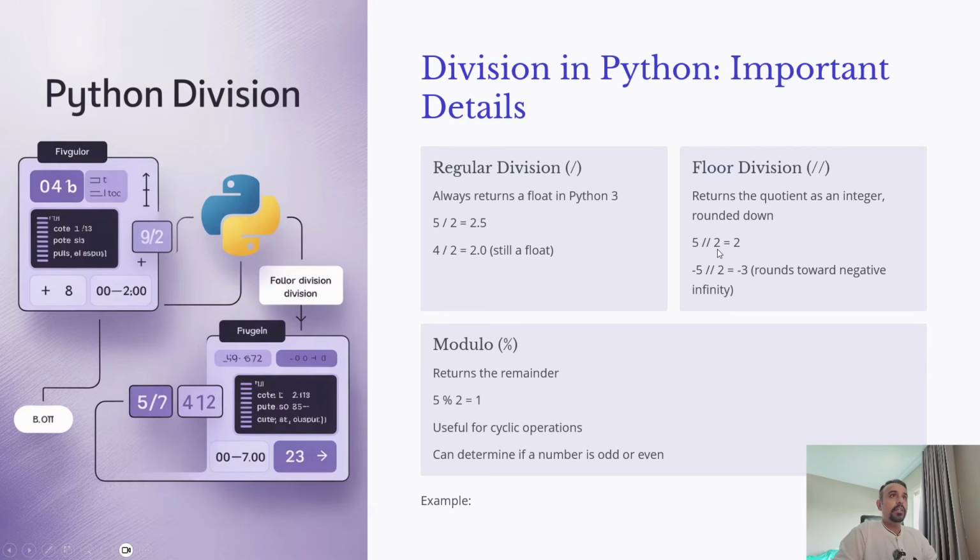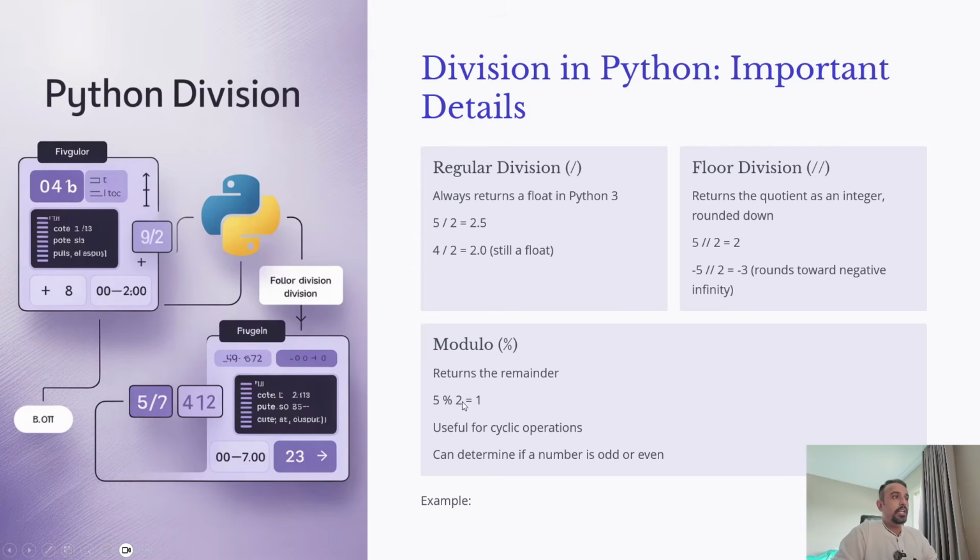So if I say 5 floor division 2, it is always going to give me a whole number. And when you do minus 5 by 2, it gives you minus 3, which rounds towards negative infinity, because it is giving you a rounded number as a whole number. Now for modulus, it returns the remainder.